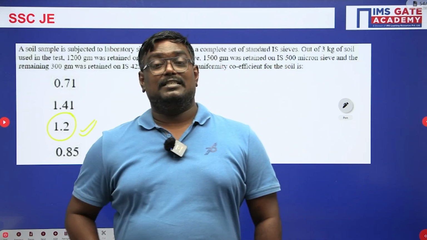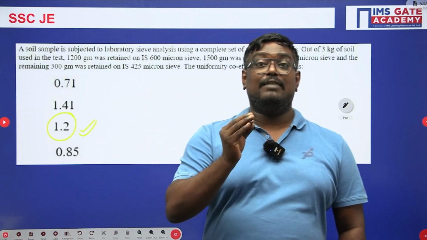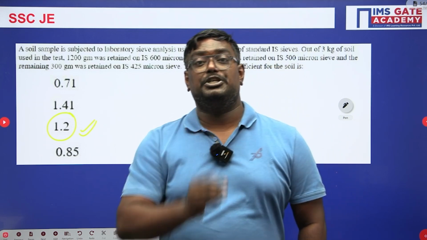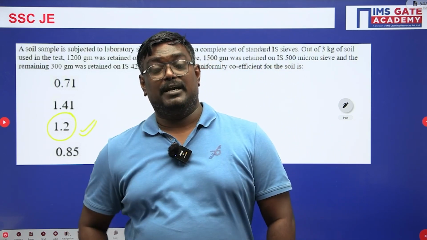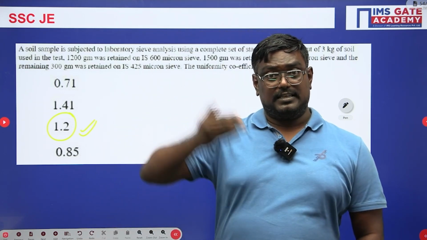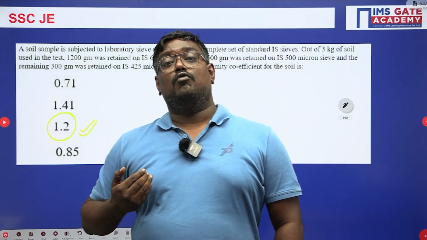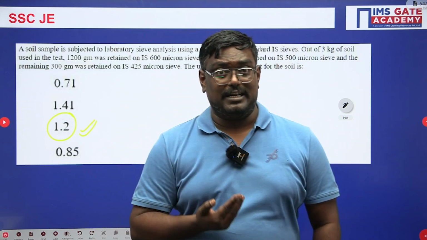And shrinkage limit is the maximum water content up to which any further loss of moisture will not cause any change in volume. This is known as shrinkage limit. Actually, if you talk about the toughness index, it is the ratio of plasticity index to the flow index. Plasticity index is liquid limit minus plastic limit.